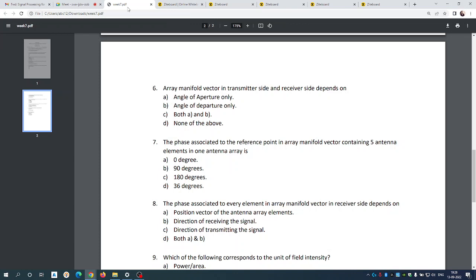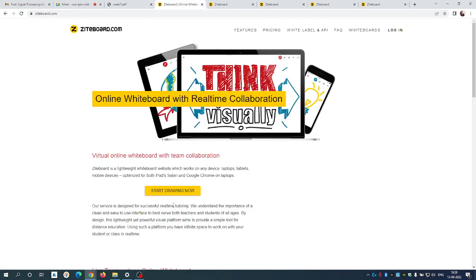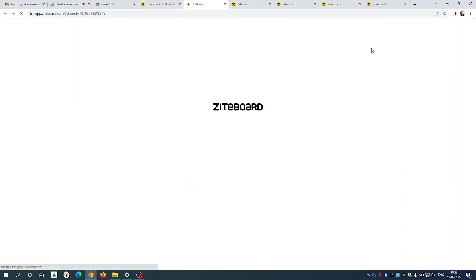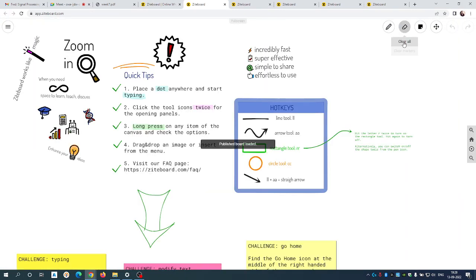So let us solve question number 7. Question number 7 says, the phase associated to the reference point in an array manifold vector containing 5 antenna elements in one antenna array is what? That is the question here. Can anybody answer this question? 0 degree. Yes. That is the reason.